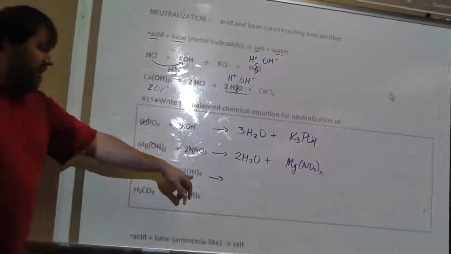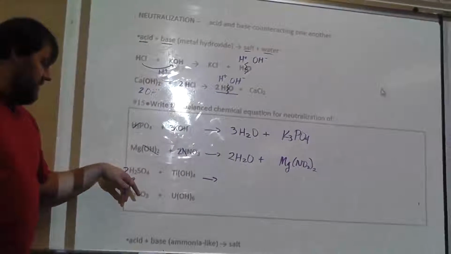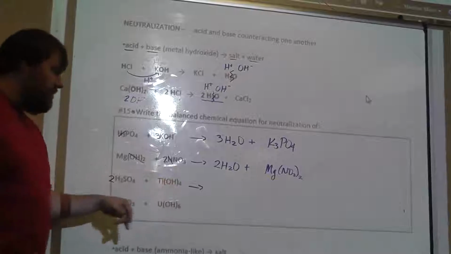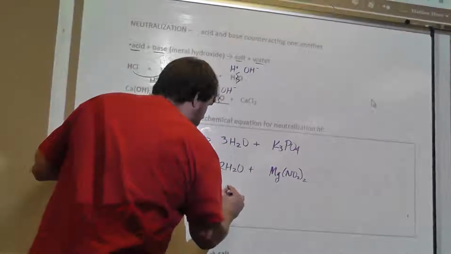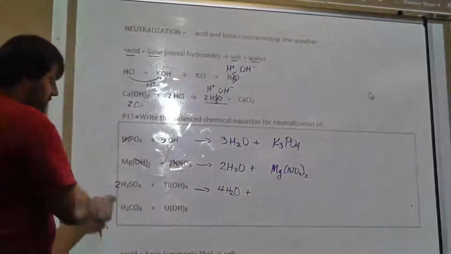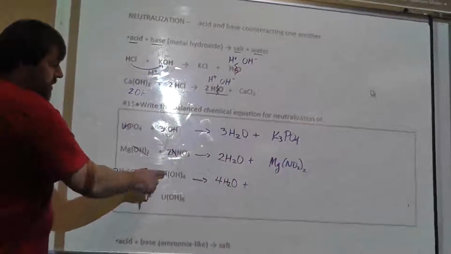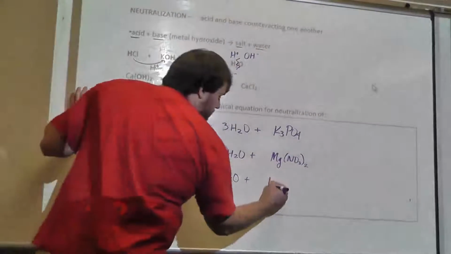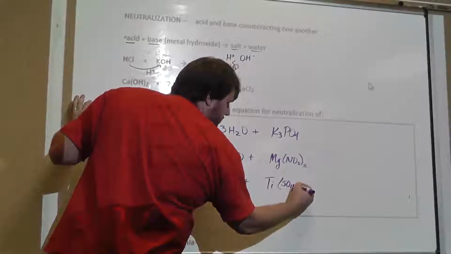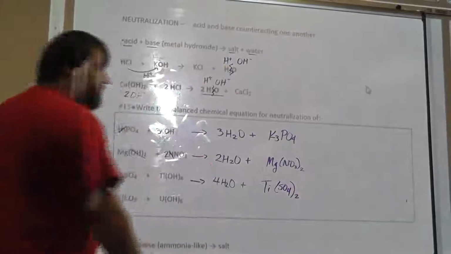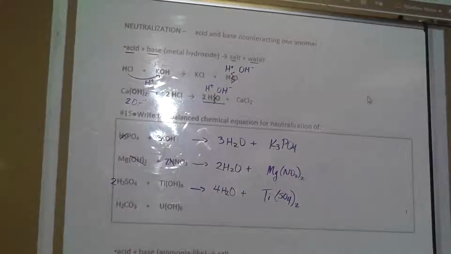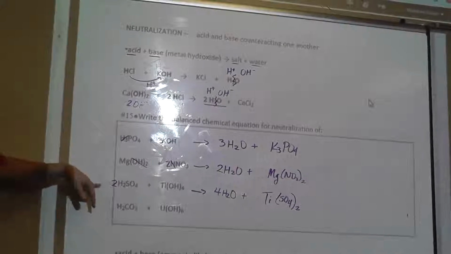So if you've got 4 hydroxides here and 2 hydrogens here, I need a 2 in front of that to get me 4 hydrogens. So 4 hydrogens, 4 hydroxides are going to give you 4 waters. What you have left then is 2 sulfates and 1 titanium. So your titanium is plus 4, your sulfates are each minus 2, and you have 2 of them. Now, all these have had at least one that's a strong.